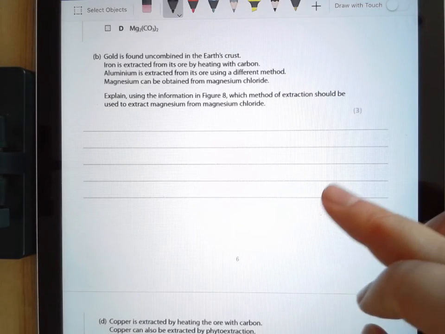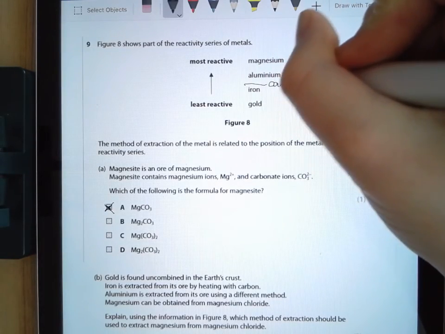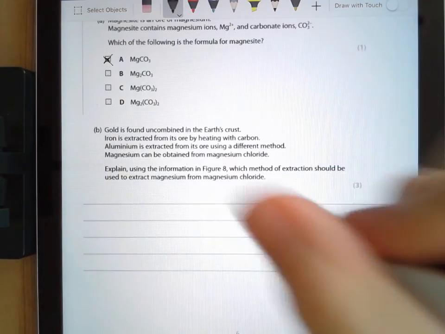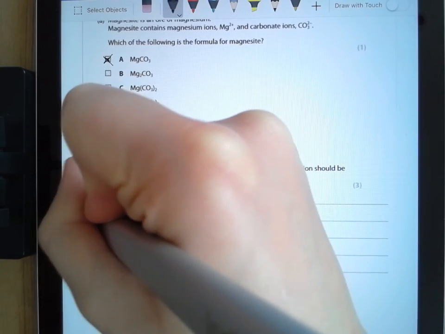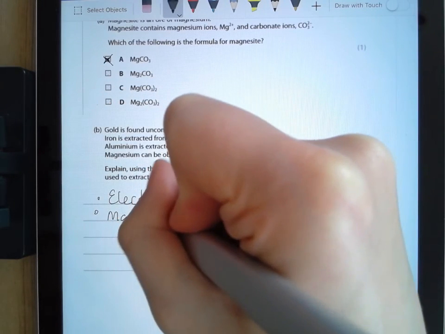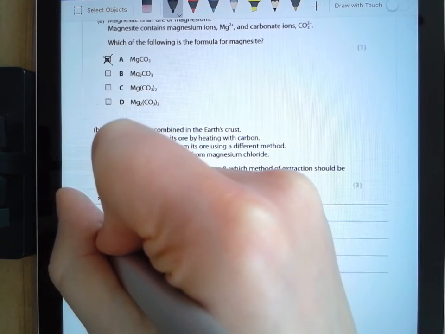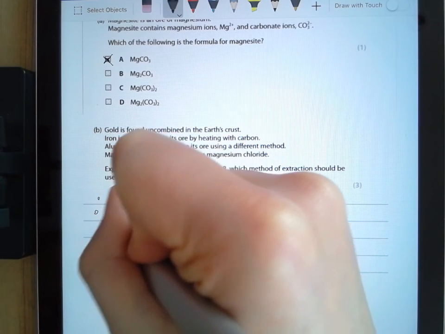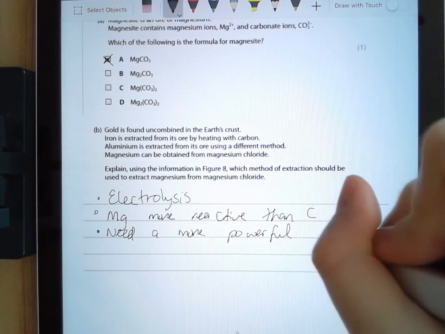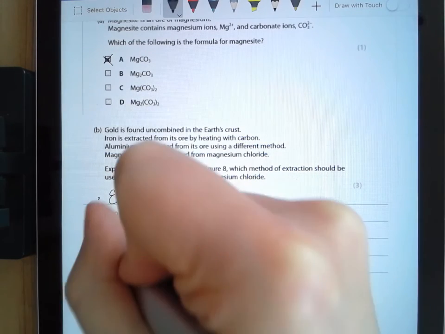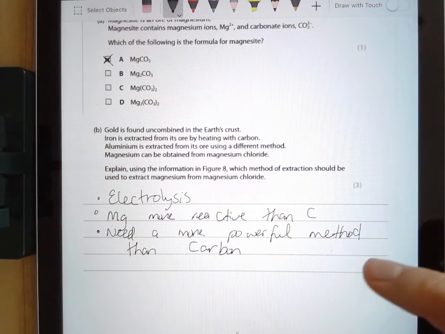Which method are you going to use to extract magnesium? Okay, so they haven't drawn it in for you, but carbon would be here. Magnesium's more reactive than carbon, so you would have to use electrolysis. So you get 1 mark for mentioning electrolysis, then you get a mark for saying magnesium is more reactive than carbon, and your final mark goes for you need a more powerful method than carbon. Okay, so because magnesium is more reactive, you need a more powerful method, you need electrolysis to extract it.